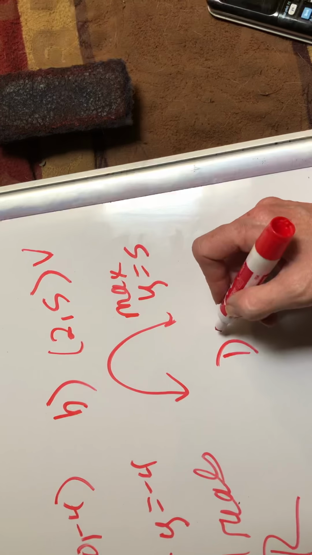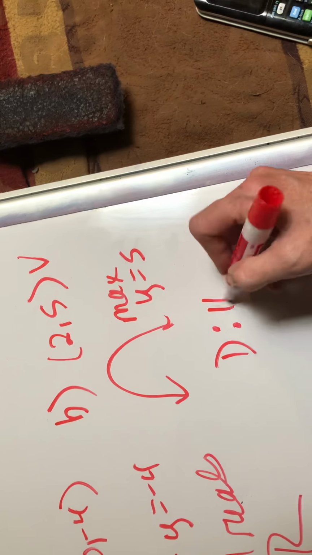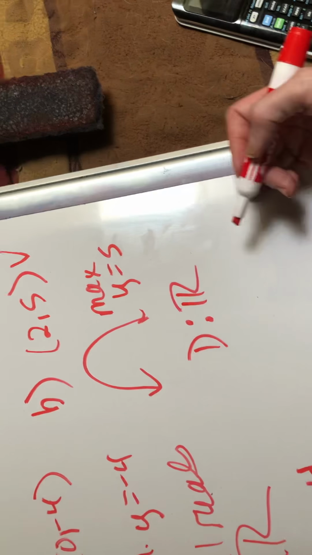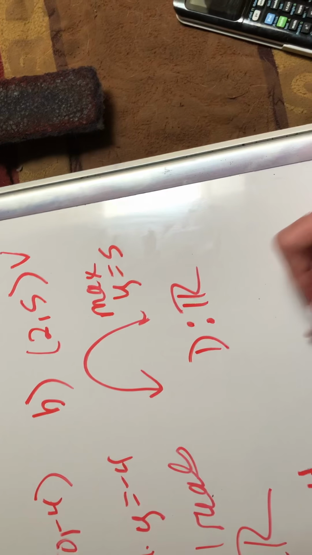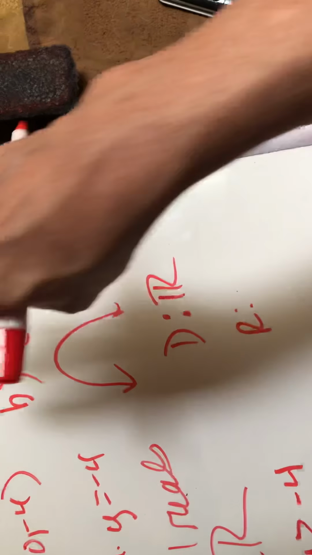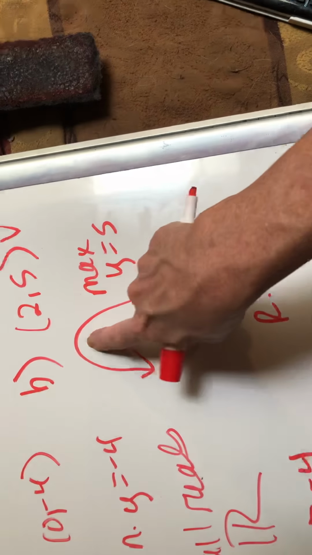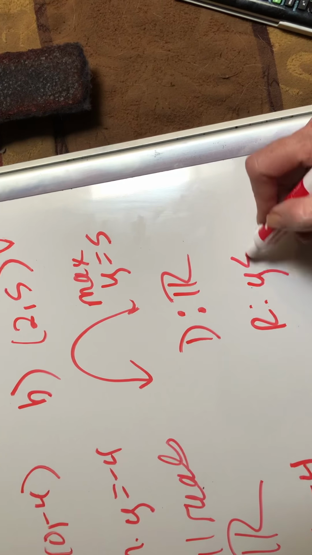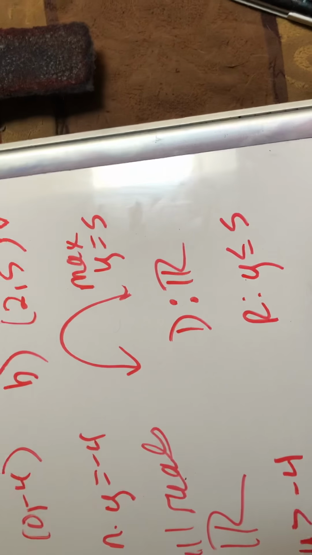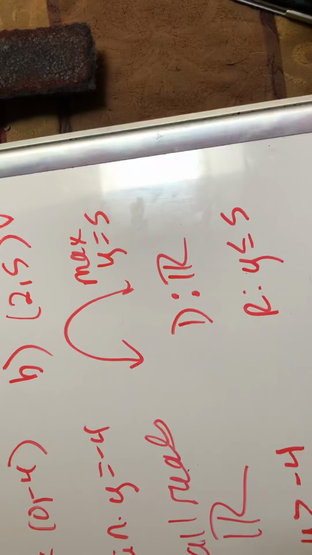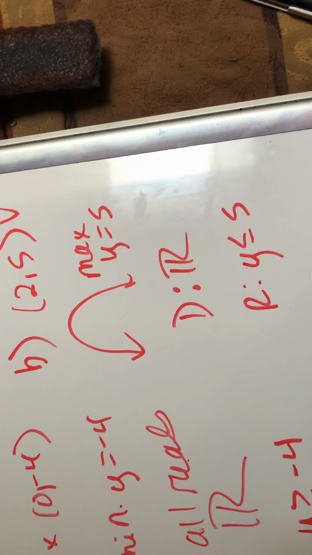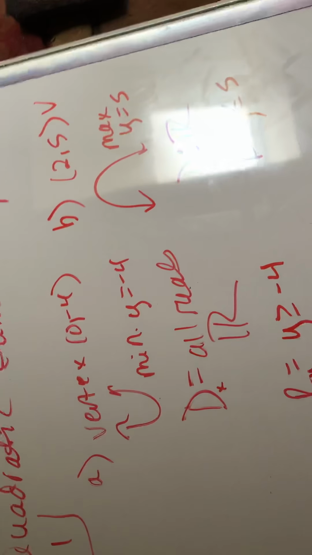Then my domain, all reals, because that's what it is. For every single parabola, it's always all reals. Your range, because it's opening down and it has a maximum, that means y is less than or equal to that maximum, because 5 is a maximum. So if you have a maximum, that means your range is less than that maximum, okay? So that's finding the vertex, the maximum or minimum, and the domain and range.